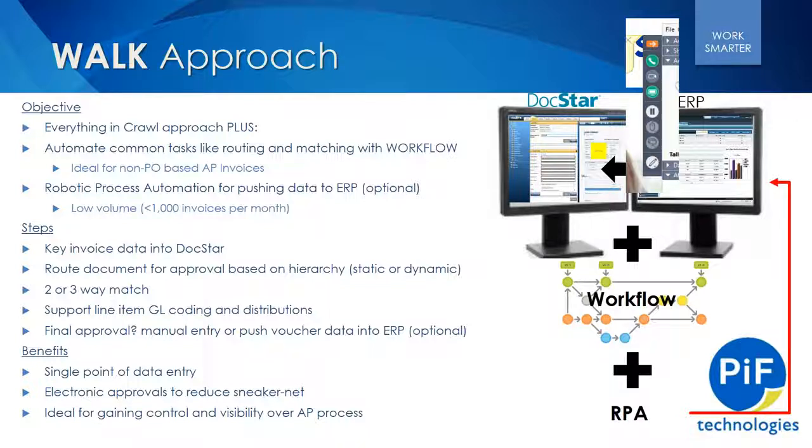You have the electronic approvals, reducing any type of manual routing, moving paper between manila folders on people's desks, and certainly gives full control and visibility over the AP process. You know how long it took, who's not getting back to you in terms of approvals, as well as the ability to accrue for pending transactions, things that are going through the approval process.